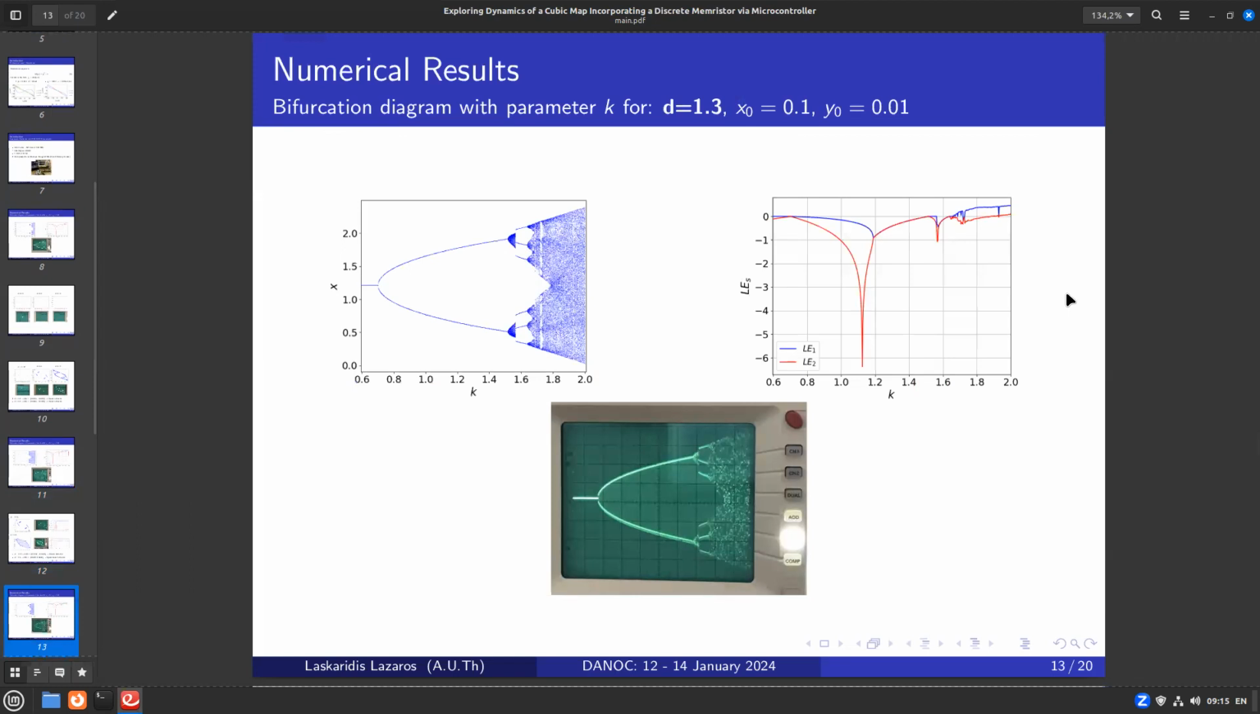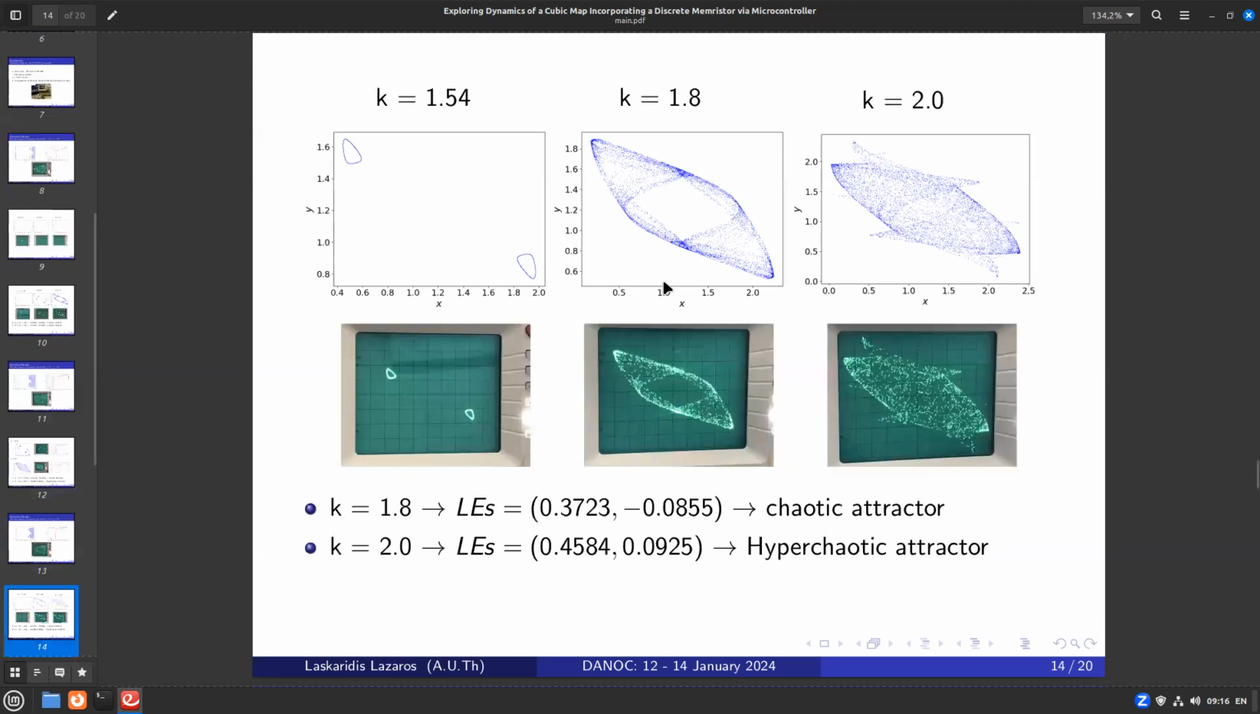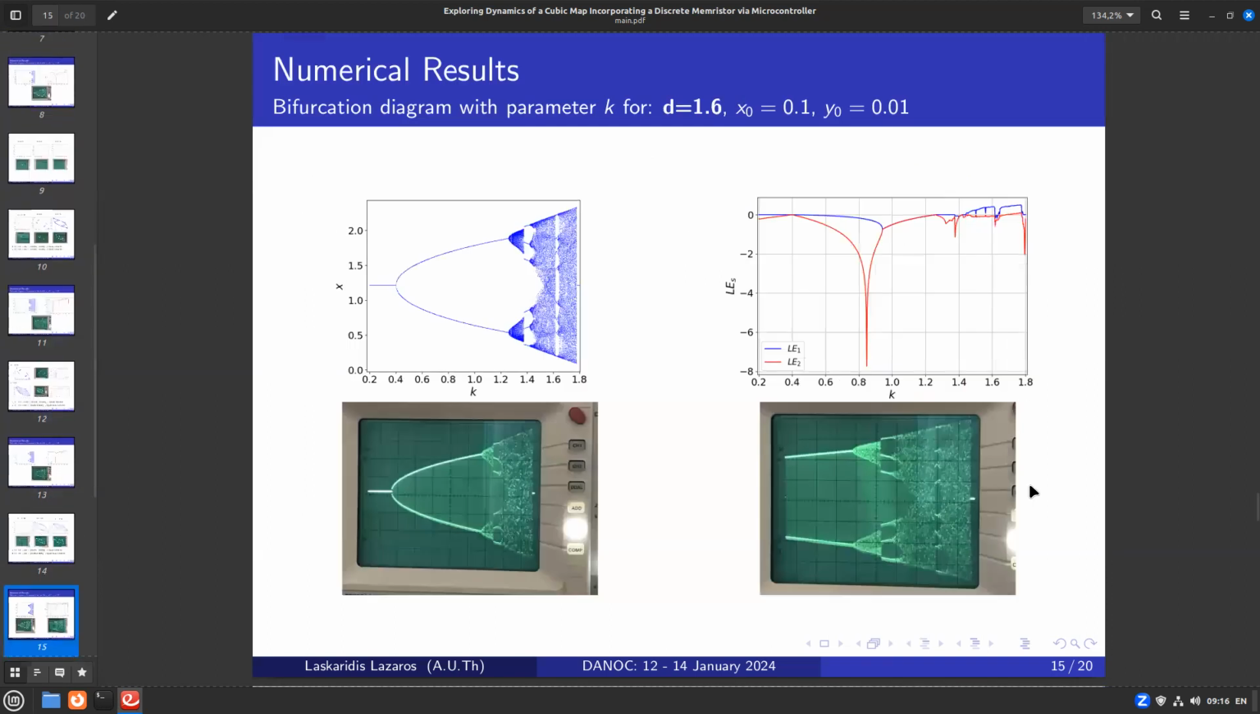And now we are changing the bifurcation parameter. Now the bifurcation parameter is k, and we are starting for d equals 1.3. Now we see that the system goes from 0.6 until 2, and again we have the same behavior as in the first bifurcation diagram. And here we have also quasi-periodic behavior. We see that for k equals 1.54, it is quasi-periodic behavior, and for 1.8, it is a chaotic attractor, and for 2, it is a hyperchaotic attractor.